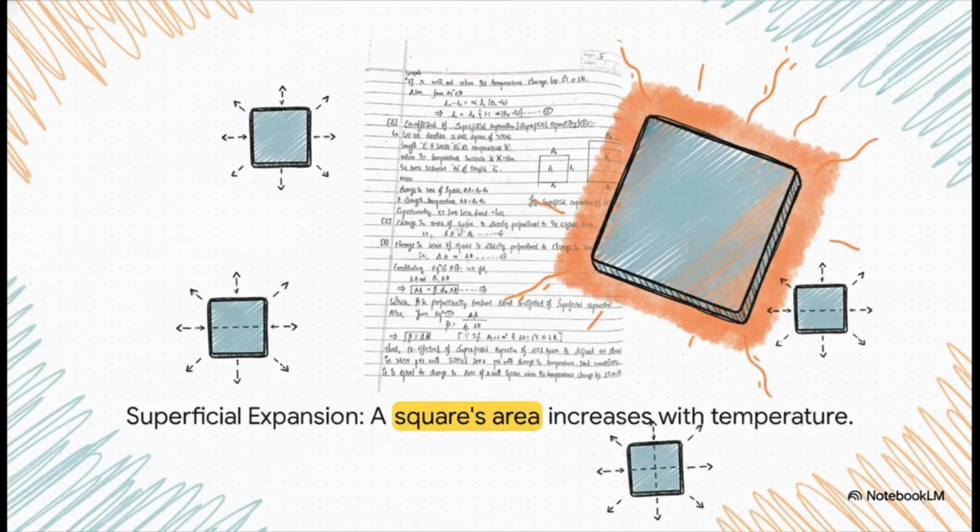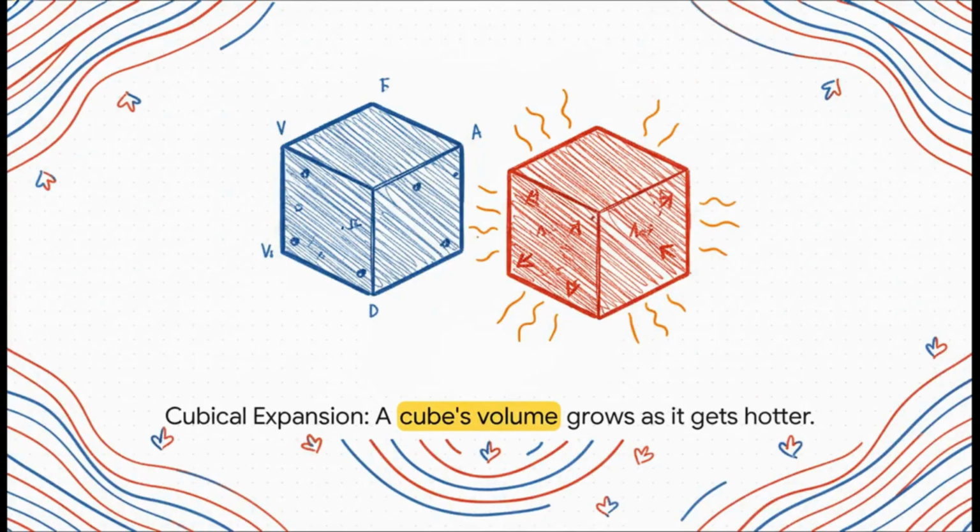Okay, now let's scale up to a flat surface, like a metal plate. When you heat this up, it doesn't just get longer, it gets wider too. The entire surface area actually grows, and that, my friends, is superficial expansion. And finally, we get to a 3D object, like this cube. Heat it, and it expands in all three dimensions at once: length, width, and height. The entire volume of the object increases. We call this cubical, or sometimes volumetric expansion.